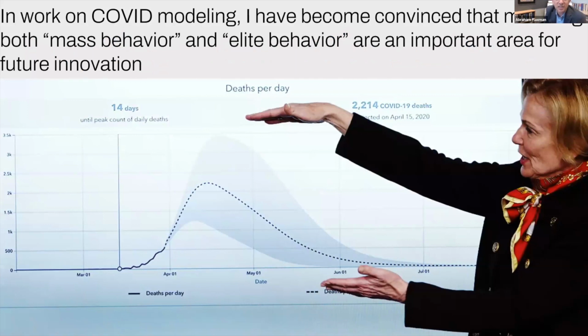But working on this, and especially working on modeling during COVID, I've become convinced that modeling behavior, especially mass and elite behavior, this kind of agency that these individuals might have, are important areas for future innovation. This photo is showing a model that had a very simple look at behavior, basically phenomenologically saying, what if things that happen in the United States are like what happened in China, in Italy, and Spain in the early days of their pandemics, and what might happen in the future here compared to there.